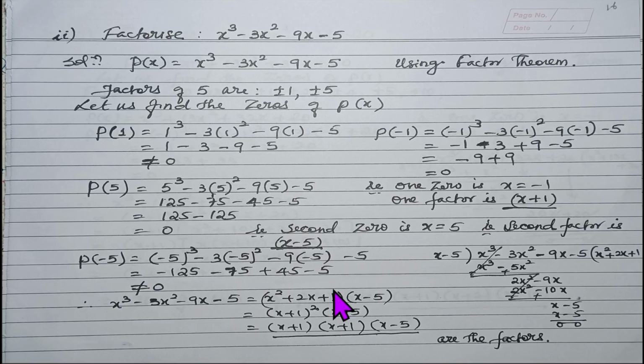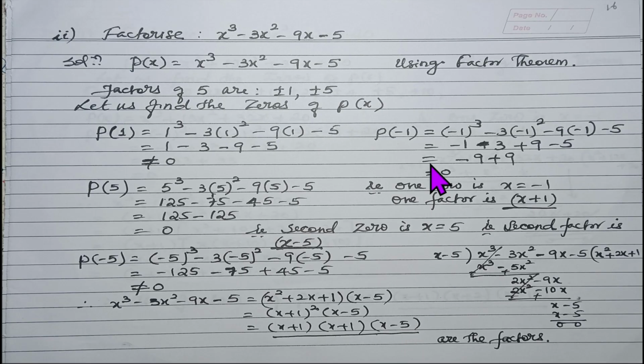Now for this one I can go for the middle term splitting method, or I can use the identity method. If you observe here, x square plus 2x plus 1 is an expansion of (x plus 1) whole raised to square, and therefore this can be written as (x plus 1) whole raised to square in the bracket (x minus 5). (x plus 1) whole raised to square is nothing but (x plus 1) into (x plus 1) into (x minus 5). So these are the three factors of the given polynomial.